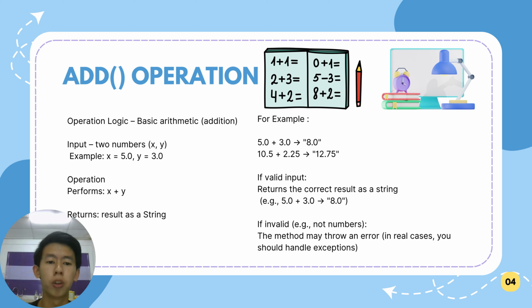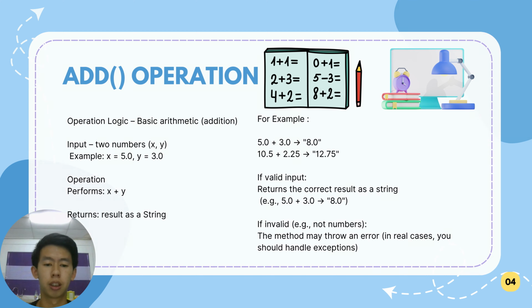10.5 plus 2.25 will equal 12.75 in the code. So if the input is valid, it will show the correct result as a string. If it is invalid, for example not a number, the method will throw an error. In a real case, you should handle the exception.